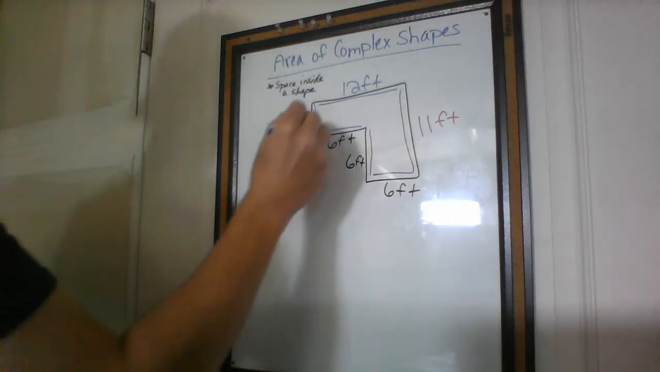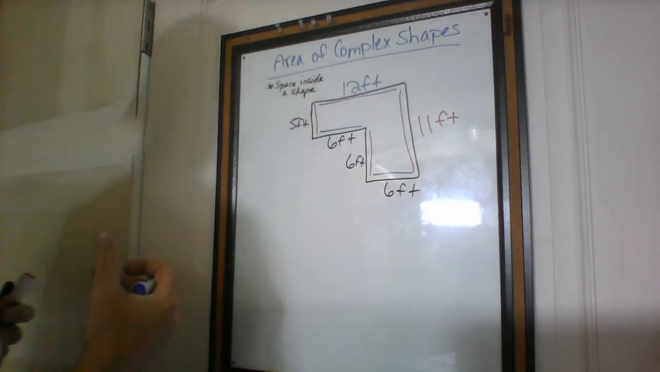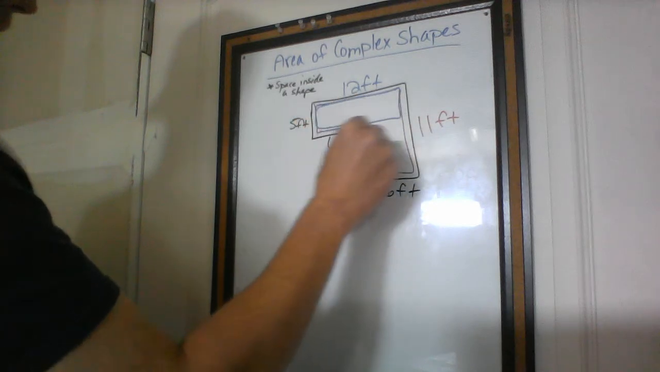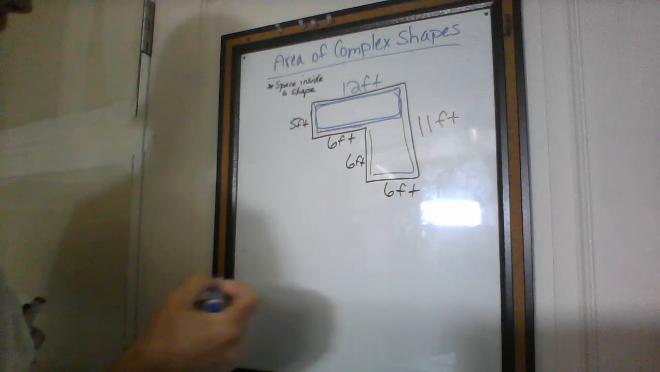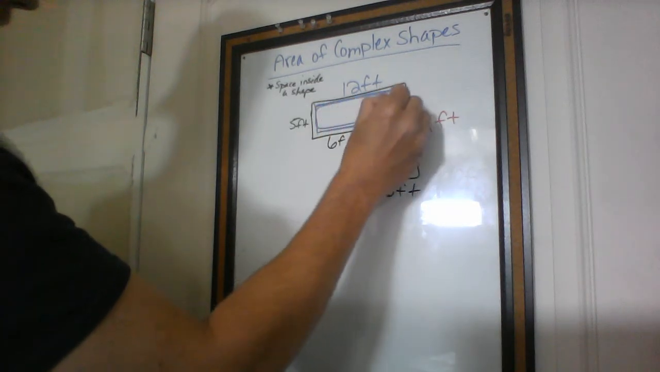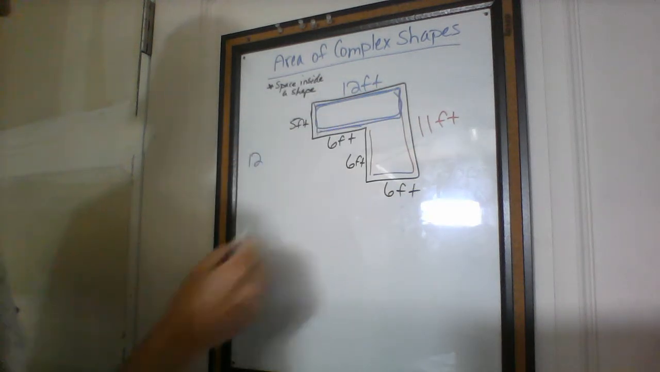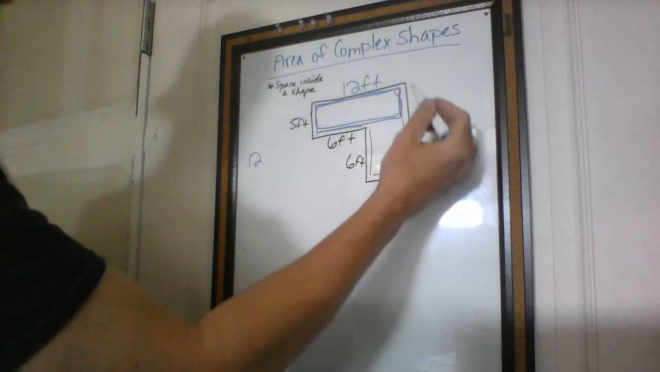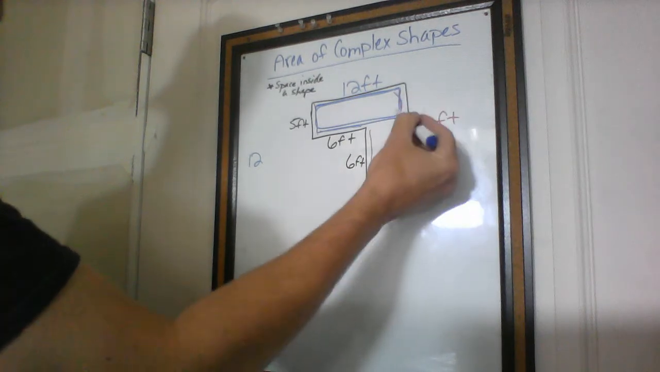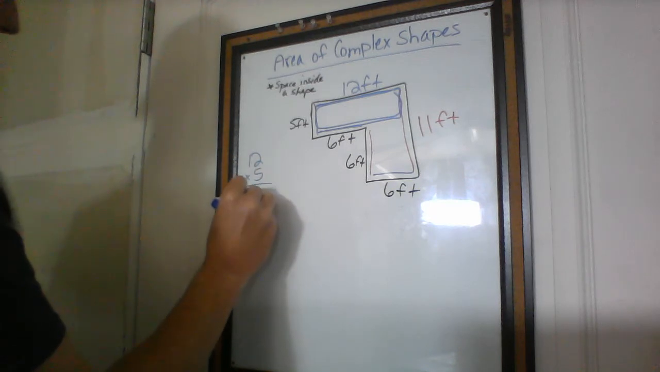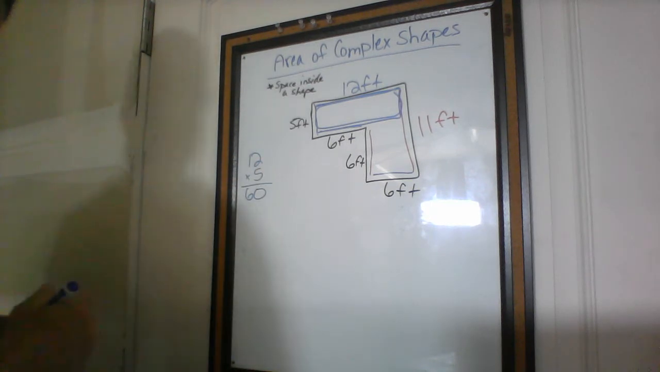Okay, breaking this now into two different rectangles or squares. Here we got that one. And so for this one, looking right here, I got that entire line. So I have 12. Okay. Now, do I have the entire 11? Nope, it stops. So I got my 5. 12 times 5 is 60.